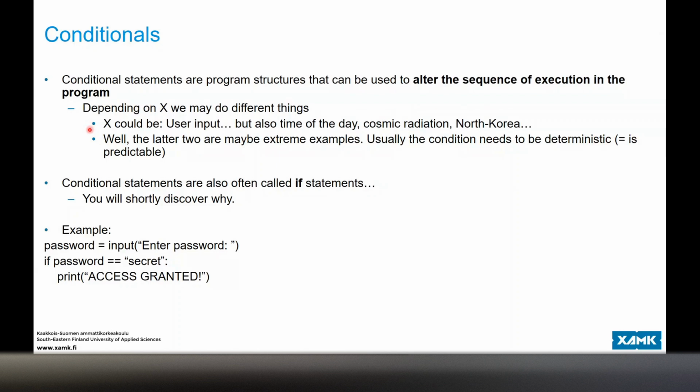Don't know. Okay, well, these two latter examples, cosmic radiation, North Korea, are maybe extreme examples. Usually the condition needs to be somewhat deterministic, and deterministic in computer terms means that something is predictable. So we preferably want predictable conditions that we can react to. So for example, this time of day, if it's before noon, we know it's morning. If it's before 6 p.m., we know it's somewhat afternoon.